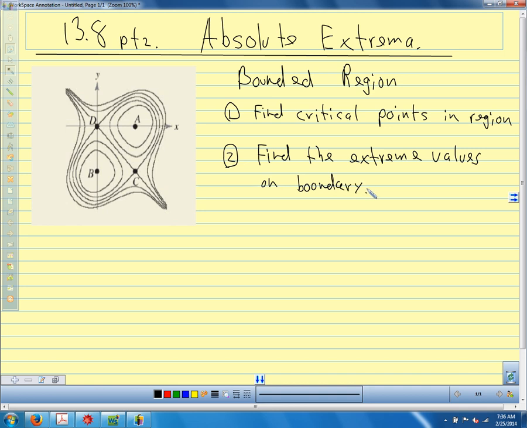Now on the boundary, we're going to have some curve that gives us our boundary curve, and what we're going to do is use that curve to simplify our expression for our function, and then we use tools that we already have for finding extreme values. So we're going to take the derivative, set it equal to 0, and then we find our critical points. What I didn't write here, we find our function value at the critical points.